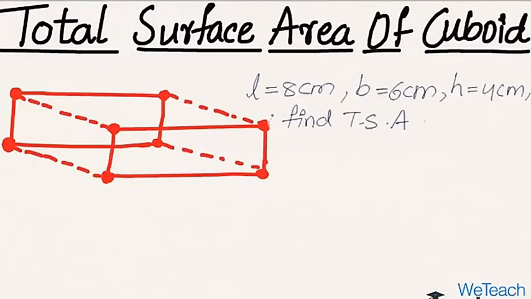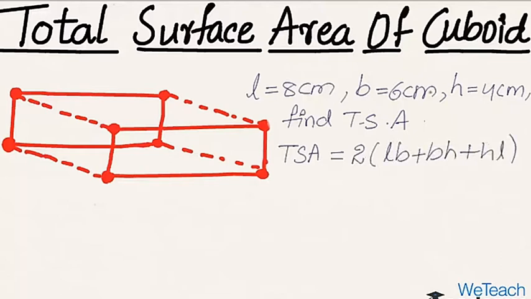Hello children, now let us find the total surface area of a cuboid. Previously we have seen how to derive the formula. Now if length, breadth and height values are given, let us find how to find the TSA. We know that TSA of a cuboid is equal to 2 into (LB plus BH plus LH). HL or LH, you can write it as.